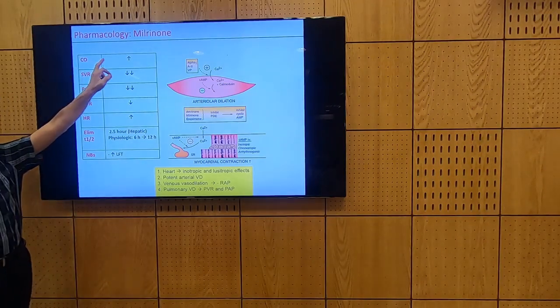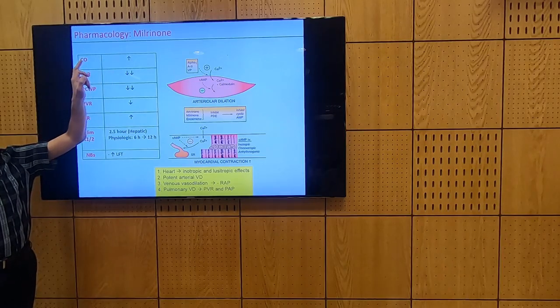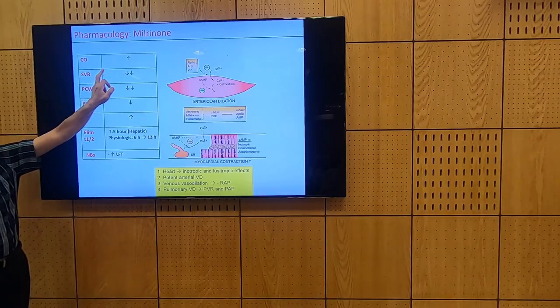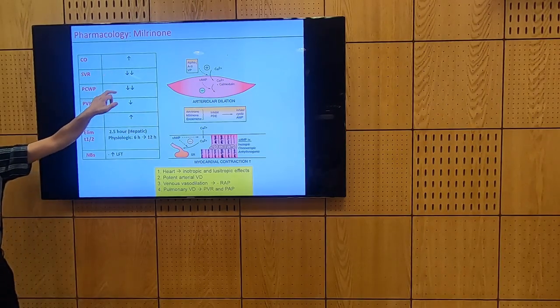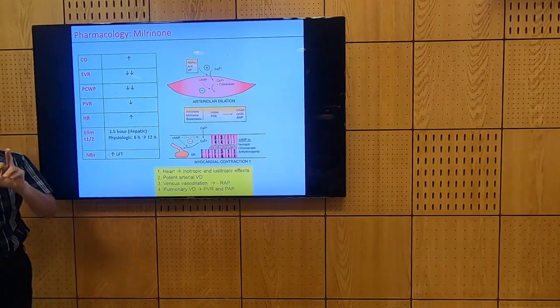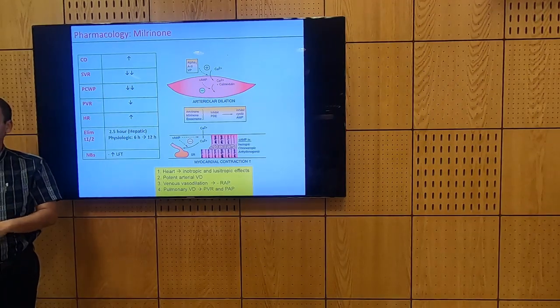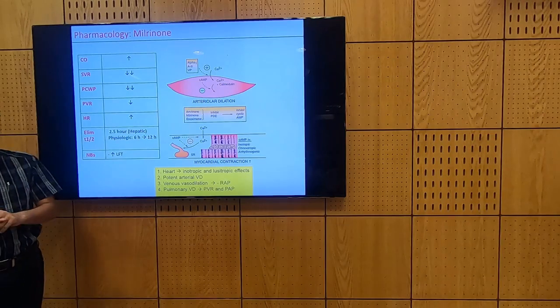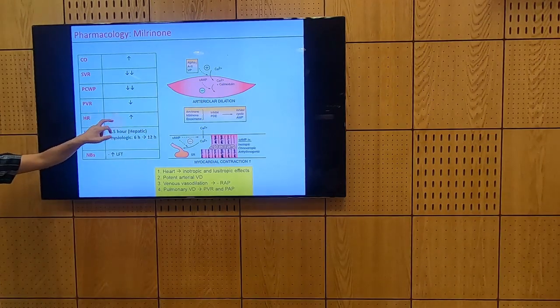So it will increase the cardiac output, and importantly, it will decrease the systemic vascular resistance, and it will decrease the pulmonary capillary wedge pressure by the vasodilatory effect that decreases the afterload, the preload, and the lusitropic effect. However, this is the Achilles heel of our drug. It increases the heart rate and increases the risk of arrhythmias because cyclic AMP is a mediator for arrhythmias.